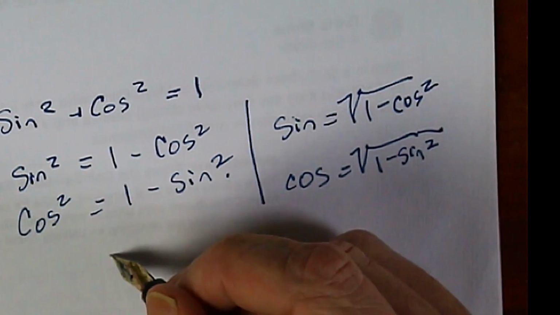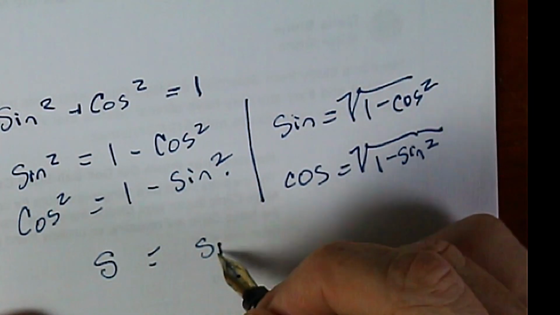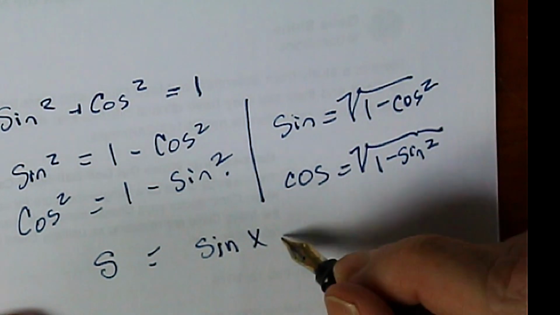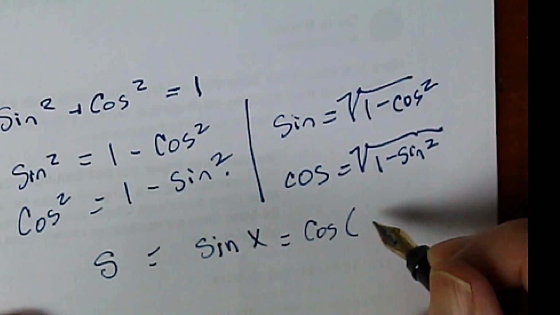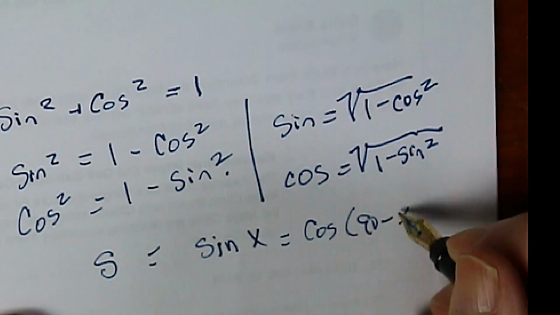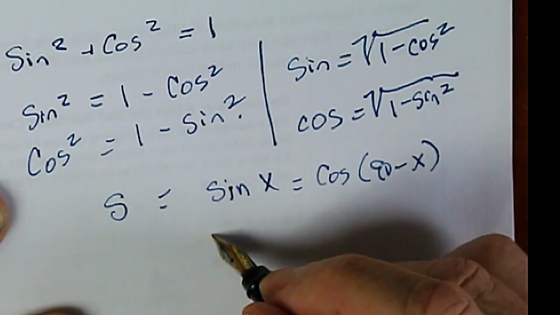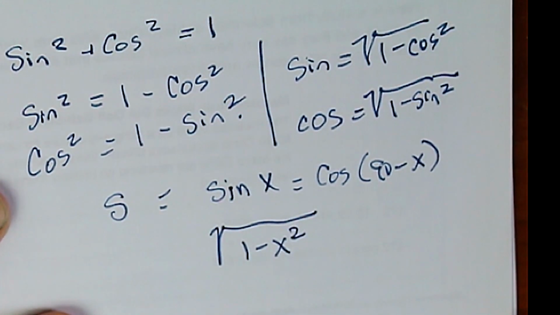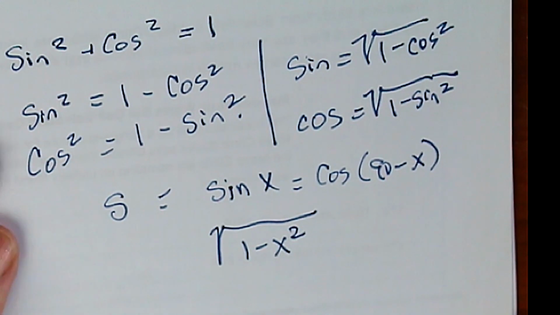Now, if we look on the S scale, that equals the sine of x. It also equals the cosine of 90 minus x. What would happen if we had a scale that was 1 minus x squared? That could be quite useful. Let's have a look at the slide rule again.